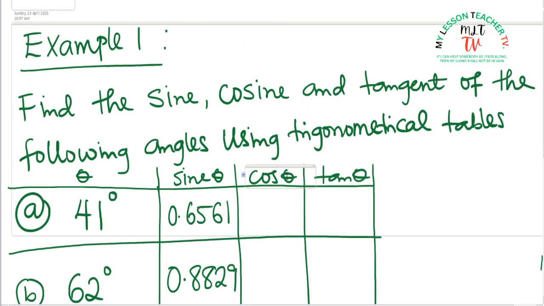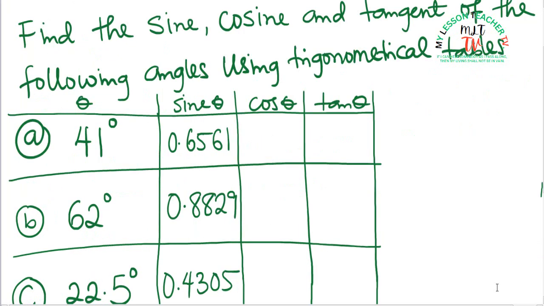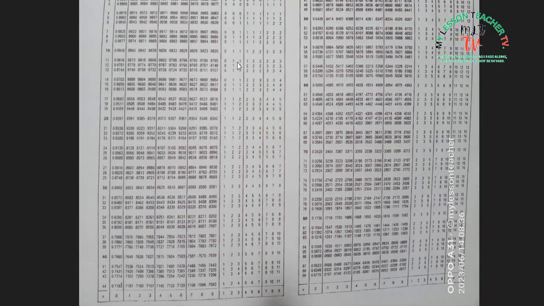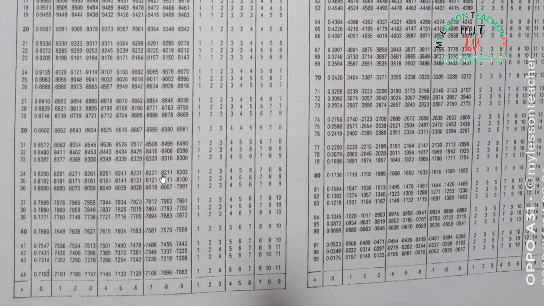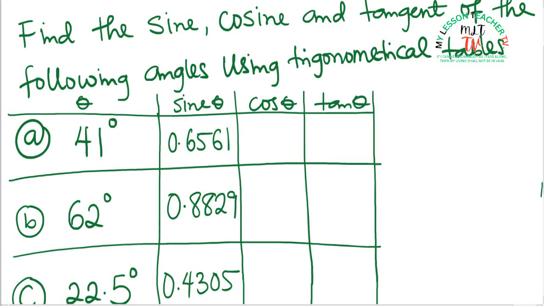We shall also look for cos theta. Now we are done with the sine theta. We shall then look out for the cosine of each of these angles. So we begin with cosine 41. You go to your trig table of cos theta and check out the value for cos 41. So this is the cosine table. When you zoom in, this is cos 41, and cos 41 under 0 is said to be 0.7547.